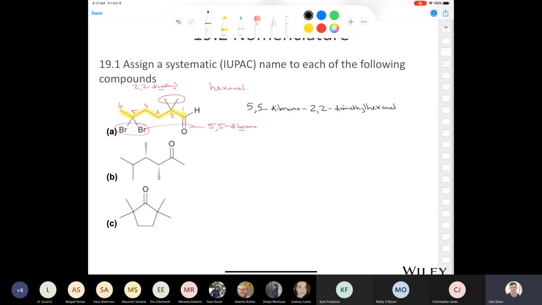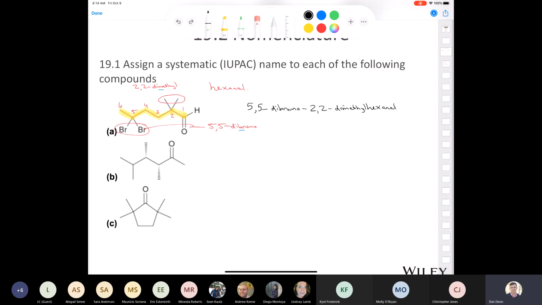Remember that there are no spaces between letters in names. So it's not dimethyl space hexanyl, it's dimethylhexanyl. We separate numbers by commas, and we separate numbers and letters by hyphens that you see here in the name. Let's give the next one a try.